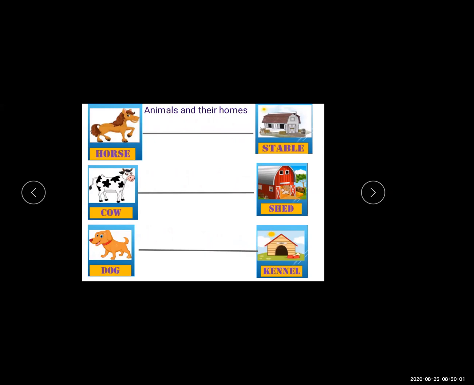So they have moved in the horizontal way. How they have moved? In the horizontal way. So this is also one example of horizontal lines.